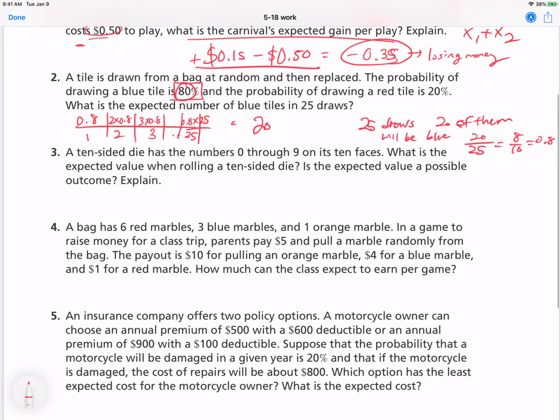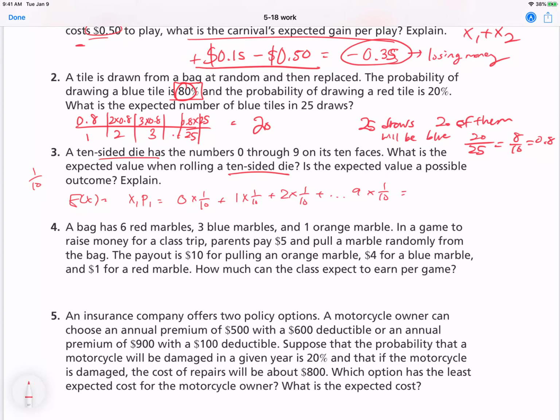Next question. A 10-sided die has a number 0 through 9 on its 10 faces. What is the expected value when rolling a 10-sided die? Don't ask me how a 10-sided die would look. Just use your imagination. But this is an expected value outcome where you have to multiply the value by its probability. The probability of each face of this 10-sided die will be 1 out of 10 because each of them has an equal side length. So I have to multiply the value with the probability, and you have to consistently do that for every single one of them, all the way until you get 9 times 1 out of 10.